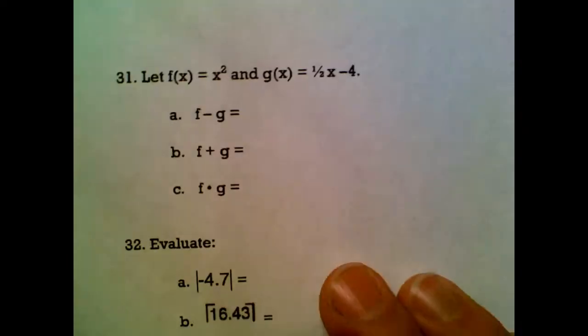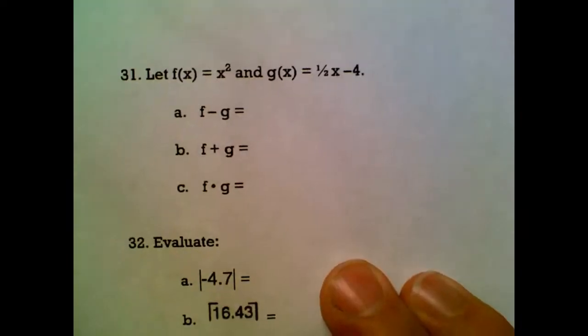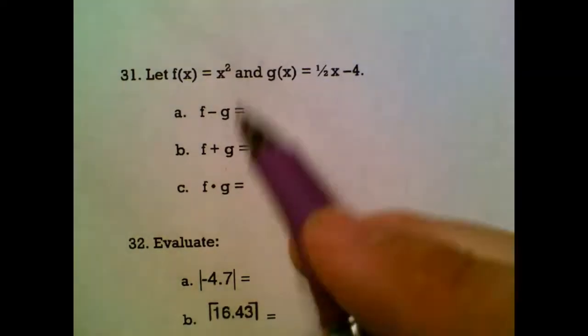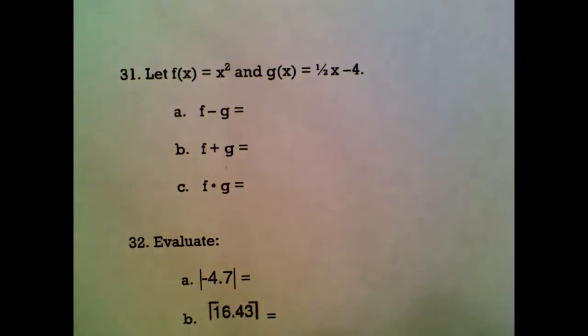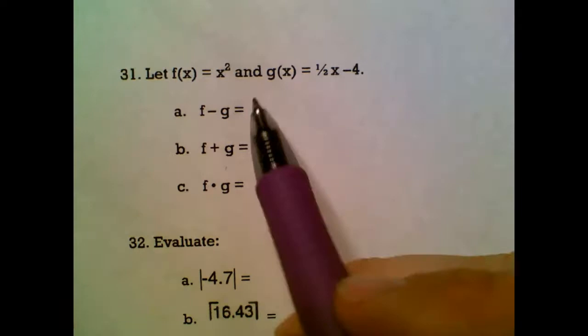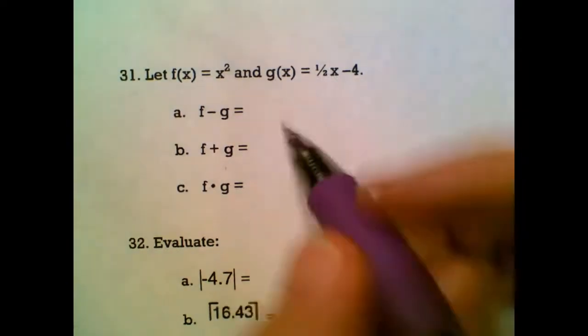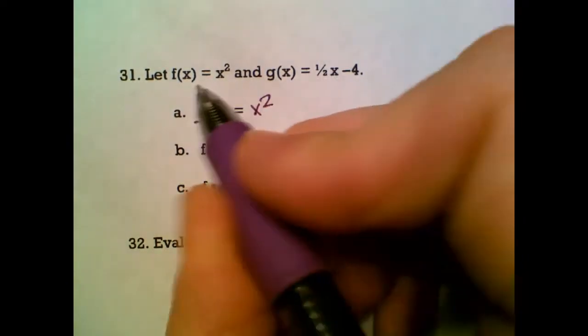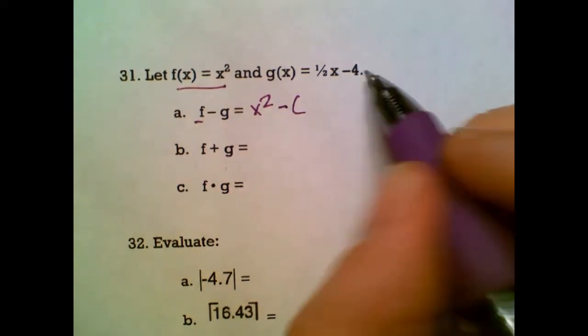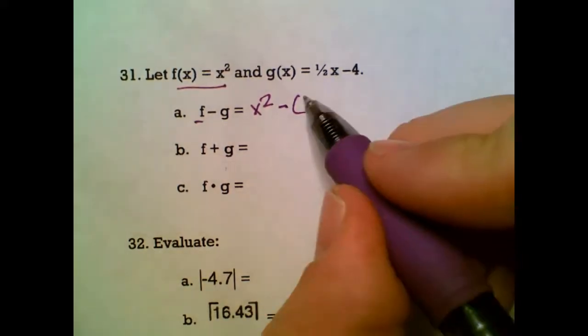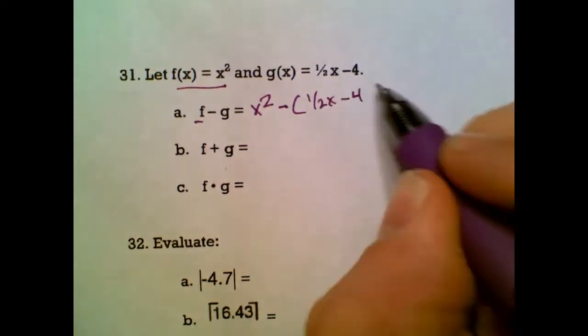Okay, moving on to problem 31 right here. So we want to let f of x equal x squared and g of x equal 1/2 x minus 4. Oh, these are problems just like before. Now we're just having an x squared term. So let's do this. x squared, that's our f right up there, minus g of x, which is 1/2 x minus 4. So we have 1/2 x minus 4.